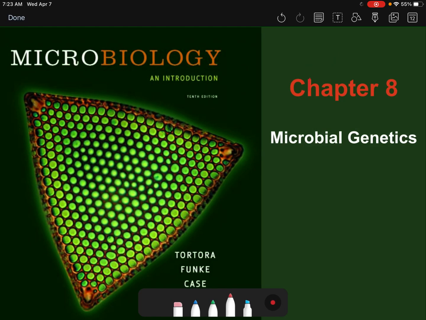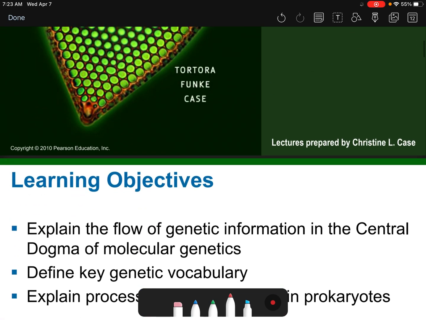All right, we're starting a new chapter here. This is chapter 8 on microbial genetics. And that's one of my favorites because I love genetics.